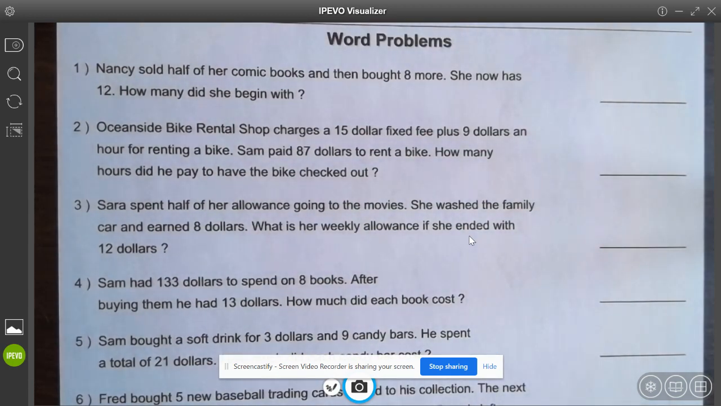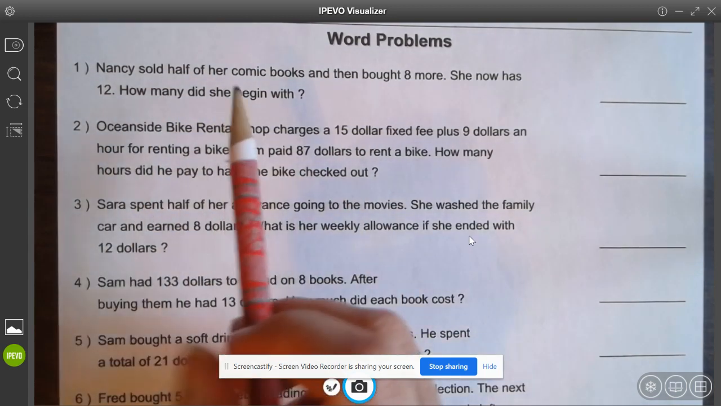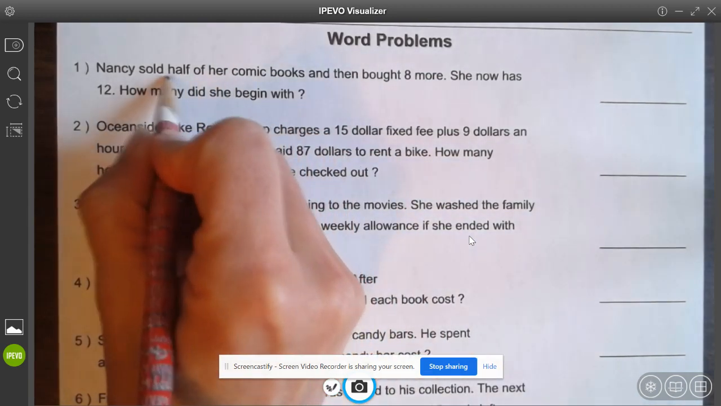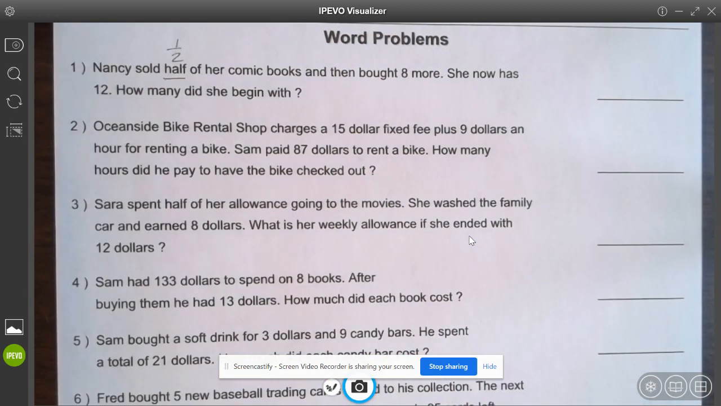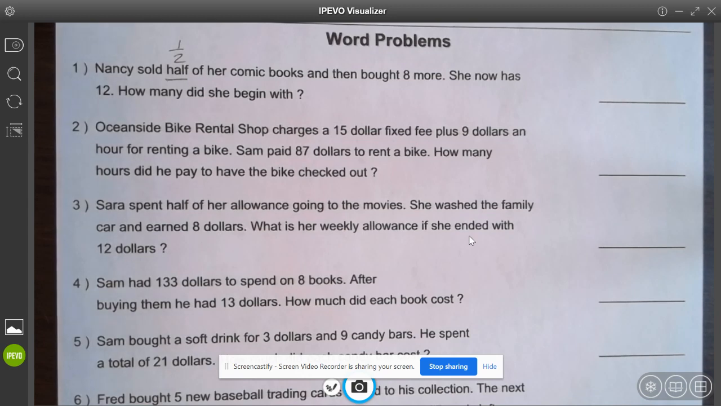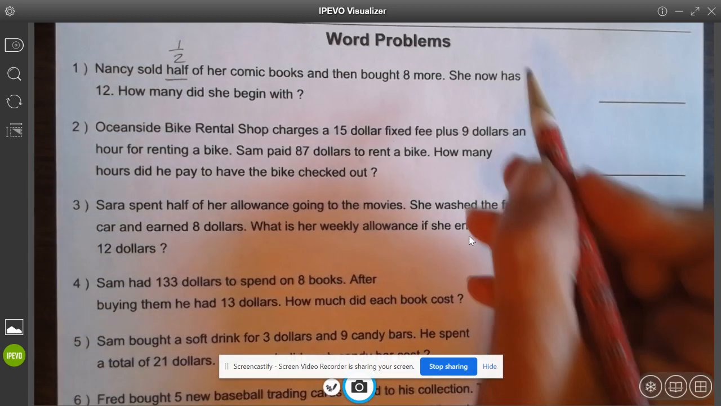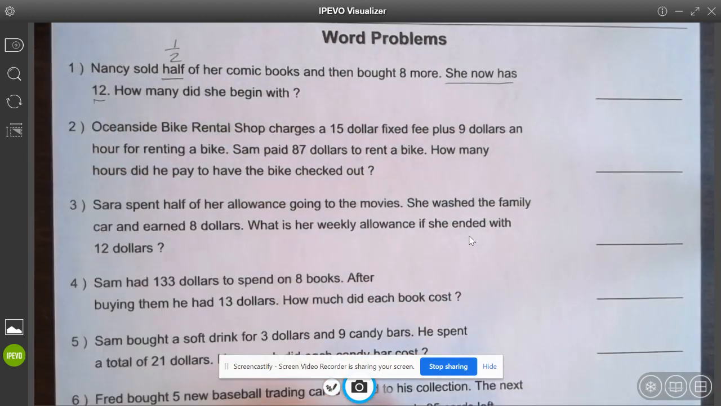Some of these problems. So let's do number one. It says Nancy sold half. So we know that half is written like this, right? Half of her comic books, and then bought eight more. Eight more meaning plus eight. We're thinking about different things, right? So we have half of her comic books. We also have an addition to her comic books there with eight more. She now has 12. So the total sounds like this. This right here sounds like the total.